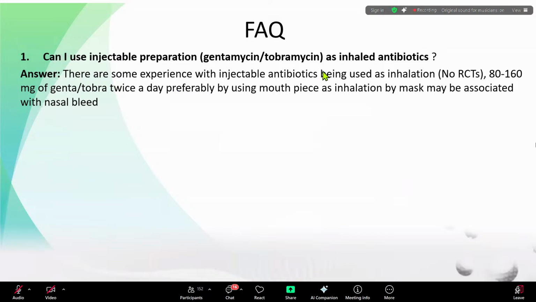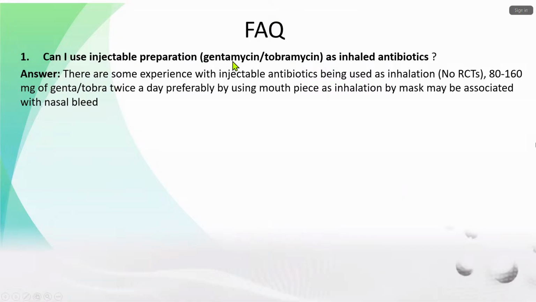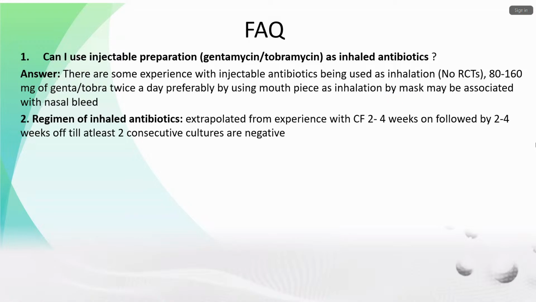When you are treating it, there are frequent questions like, can I use injectable preparations when I do not have inhaled preparations of gentamicin, tobramycin, or colistin? So the answer is there is some experience with injectable antibiotics being used as an inhalation, but no randomized controlled trial. People have used 80 to 160 milligrams of gentamicin or tobramycin twice a day by nebulizer, preferably using a mouthpiece, as inhalation by mask may be associated with some nasal bleed.